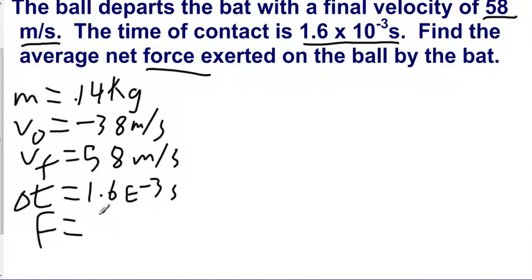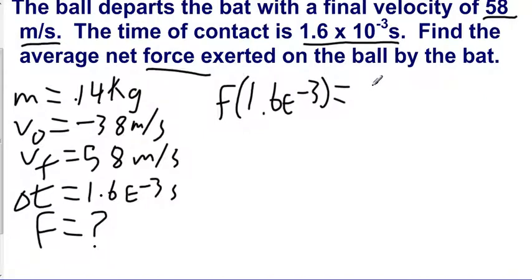So all we have to do now is, since we've labeled all of our variables, just plug it into our equation. So we're looking for the force times, put this in parentheses, 1.6 times 10 to the negative third. That's going to be equal to the mass, 0.14, times 58 minus 0.14 times negative 38.